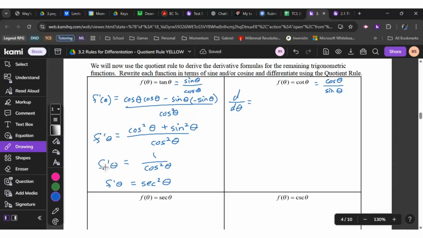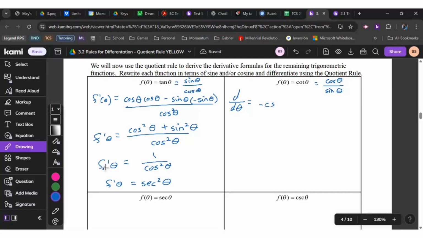Cosine squared plus sine squared is what? It's an identity that you allegedly learned when you did geometry. So guys, if we write this as d theta, that just means take the derivative with respect to theta. It's just another way of writing it. I'm going to switch it up all the time so you can see different ways to do it. Don't worry about it. It's the same as f prime theta. Now, if tangent was like secant squared, what do you think cotangent might be?